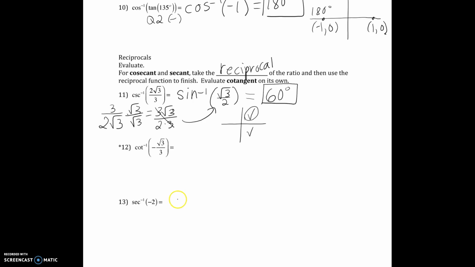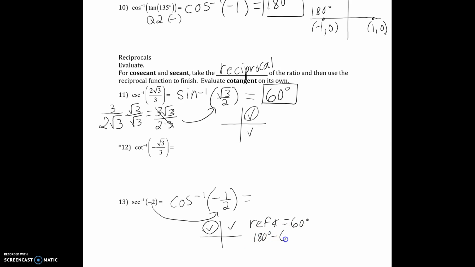So secant goes with cosine inverse. Take the reciprocal of negative 2, which gives us negative 1/2. Cosine is negative in the second quadrant for the principal values, and the reference angle for this is 60 degrees. So if we do 180 minus 60 for that quadrant, we're going to get 120, or 2 pi over 3 if you decided to go with radians.